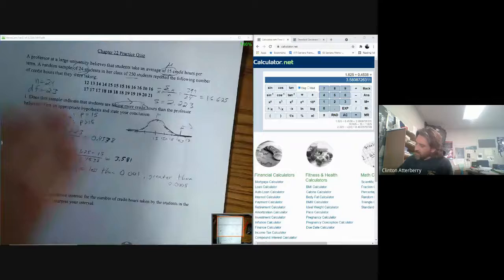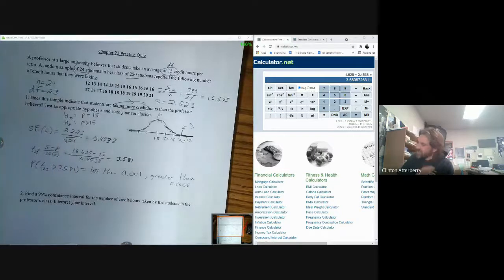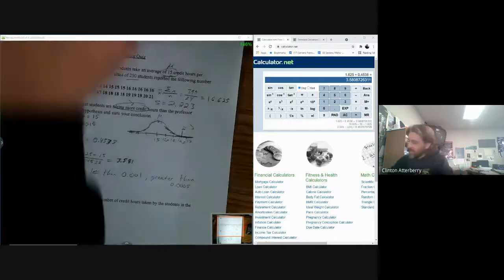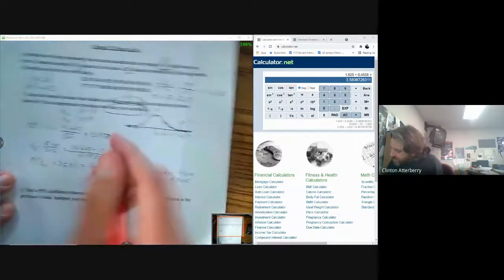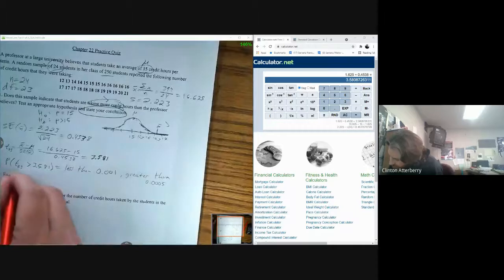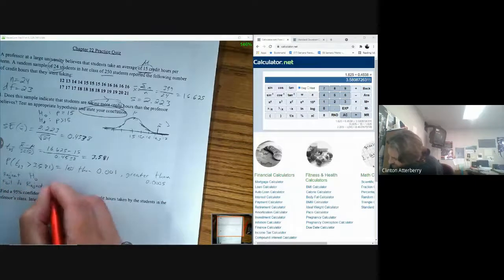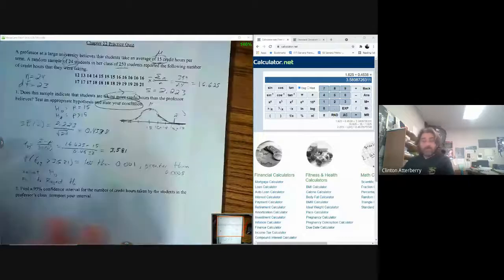So I got this for an answer. Test an appropriate hypothesis and state your conclusion. So we have not stated a conclusion yet. We got our probability, but we didn't make some sort of decision yet. The decision would be, do we reject the null hypothesis, or do we fail to reject the null hypothesis? So remember, when it says state your conclusion, that means we're going to say reject the null hypothesis, or we would say fail to reject the null hypothesis.